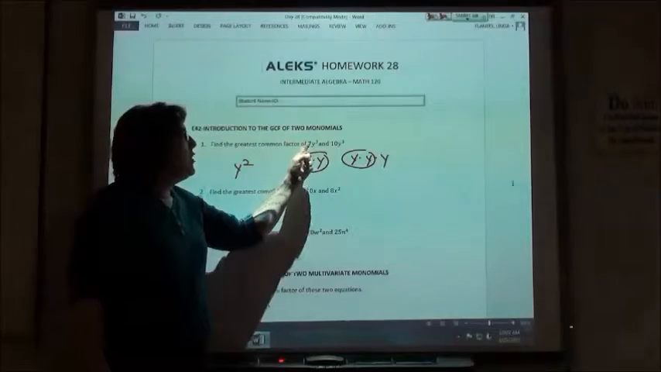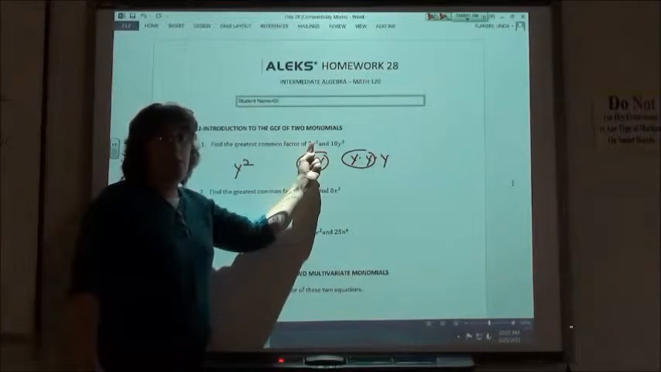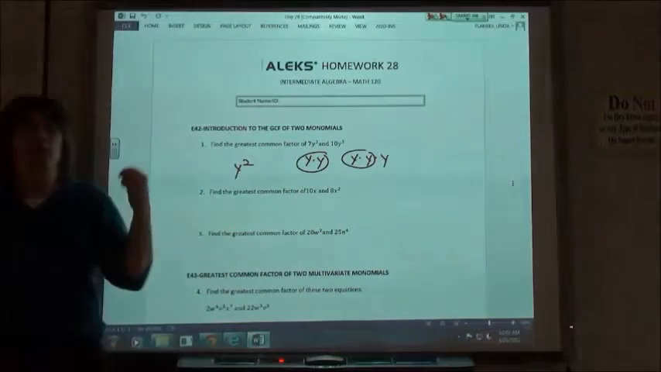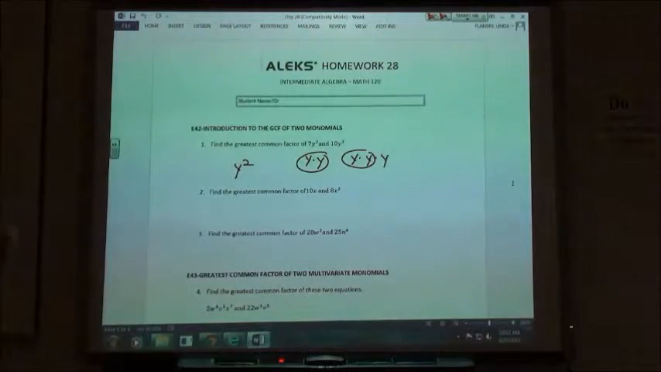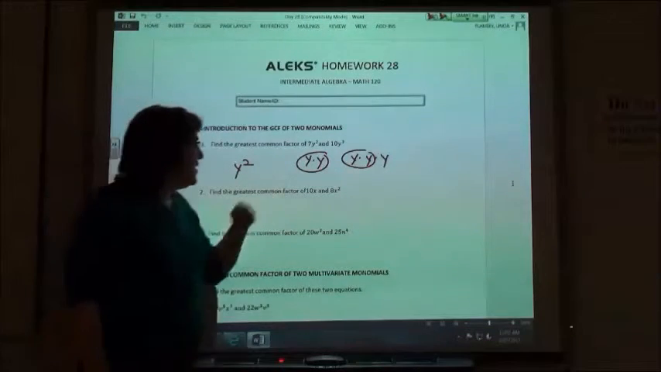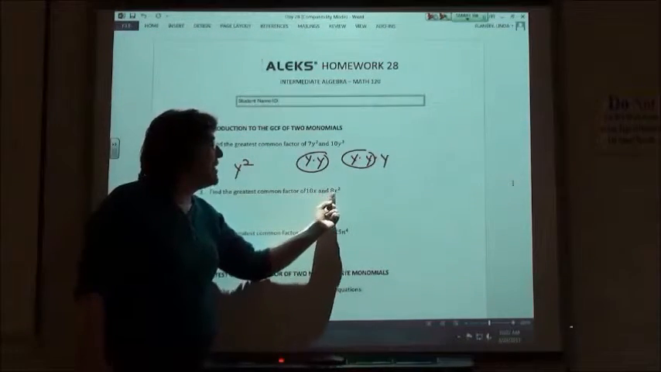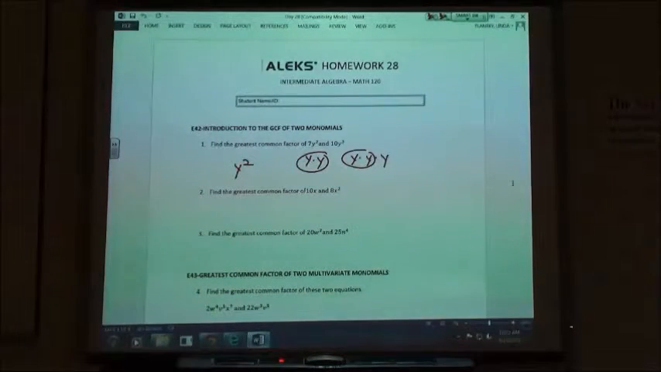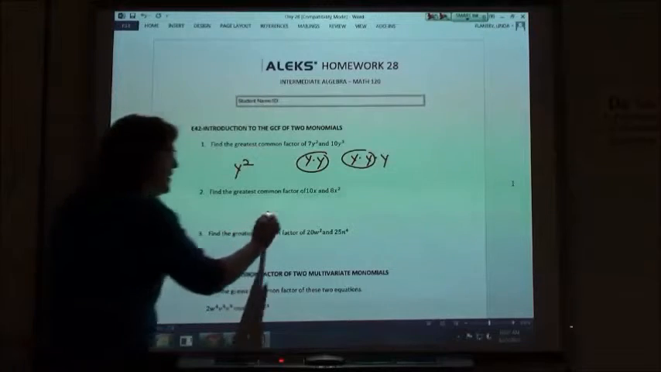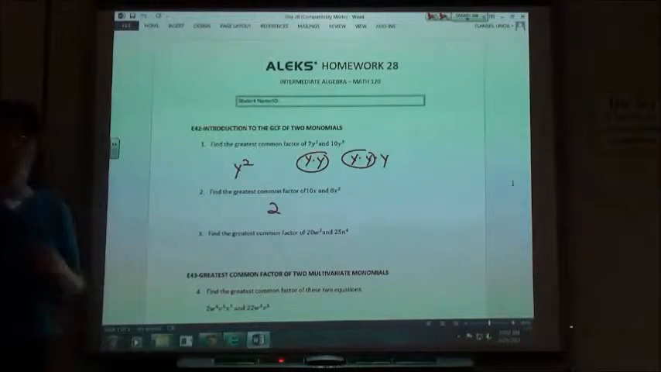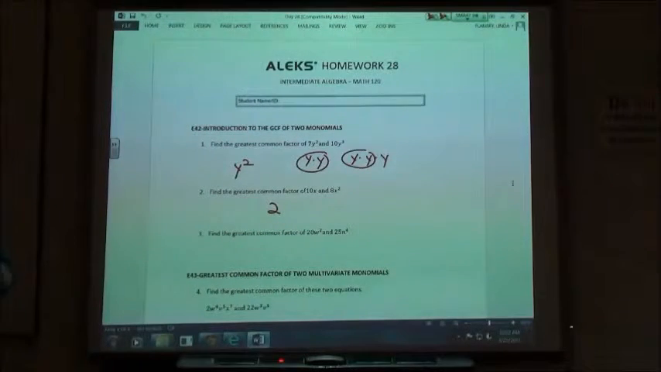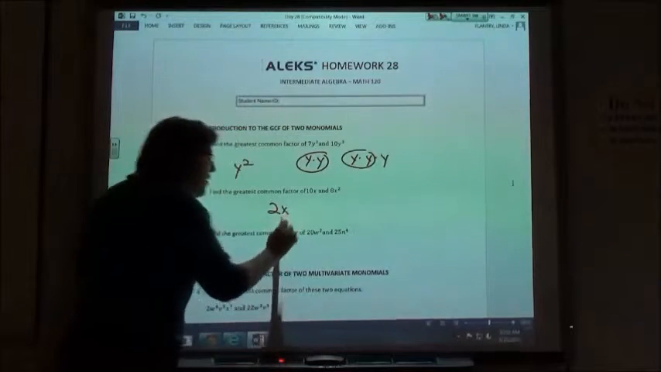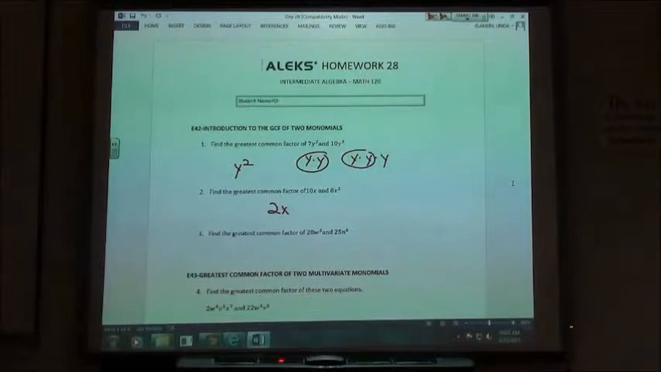General rule, when you're doing the greatest common factor and you're looking at your variable, you always take out the lower exponent. That would be what's common to both. So if I'm finding the greatest common factor of 10x and 8x squared, 10 and 8's greatest common factor would be 2. If I have an x and an x squared, the greatest common factor is just an x. They both have one x in common. So 2x would be my greatest common factor of 10x and 8x squared.